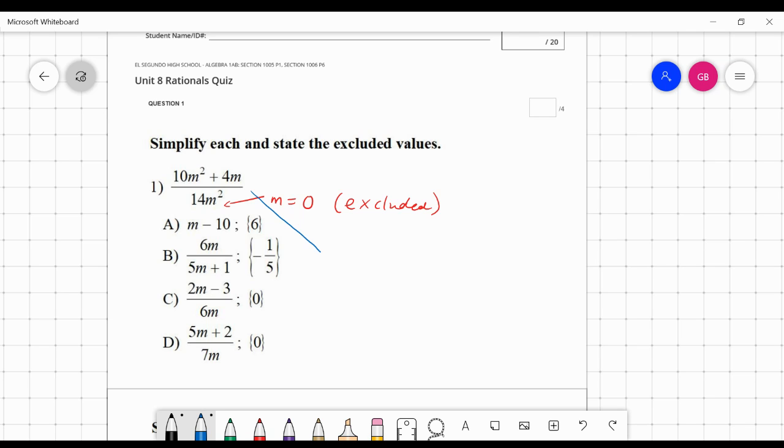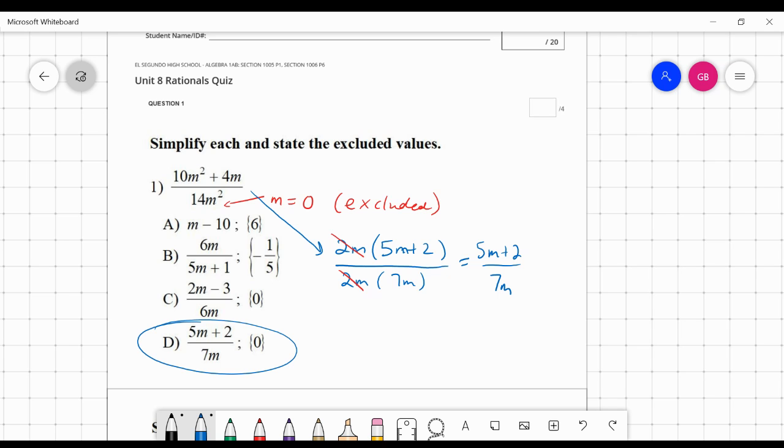So I guess I have to go down here now. The GCF of the numerator is 2m. So you're left with 5m plus 2. And then I could factor out a 2m from the 14m squared. 2m times 7m would be 14m squared. Now cross these two out. So I'm left with 5m plus 2 over 7m. And the excluded value is 0. So it's going to be this one here.